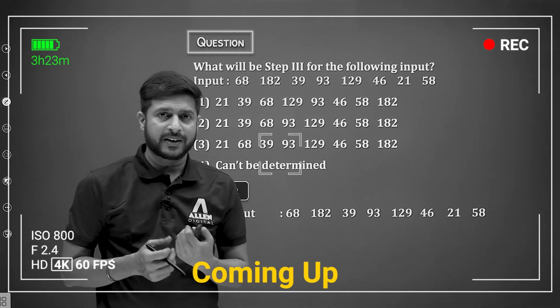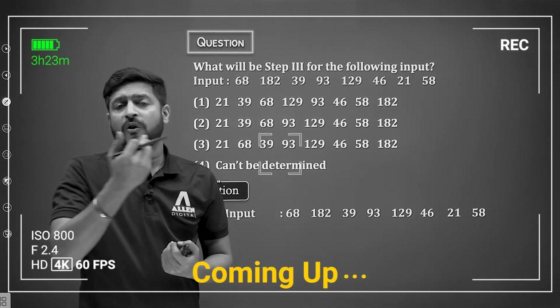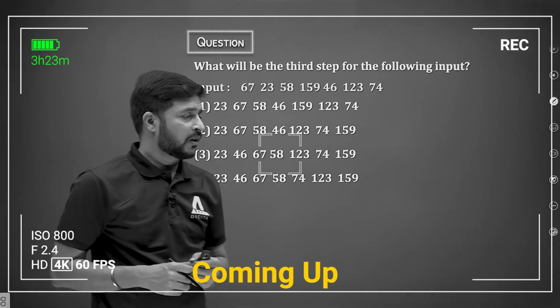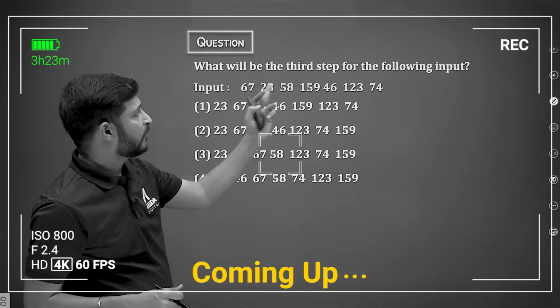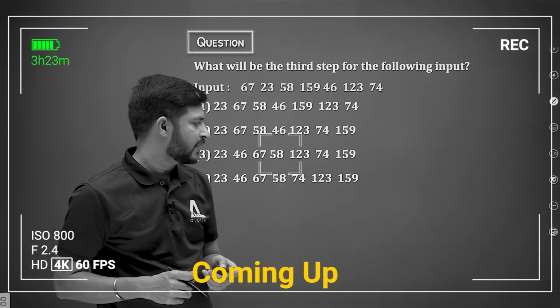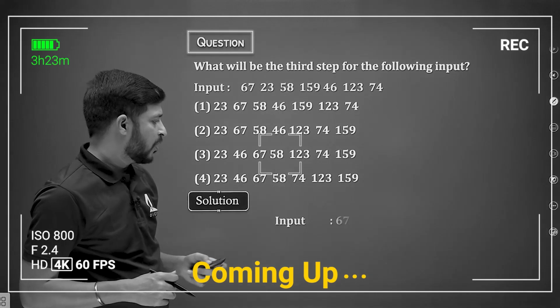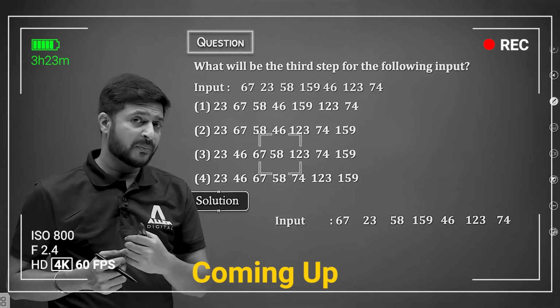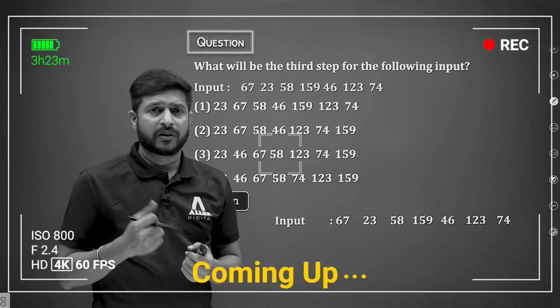So first of all, what exactly are we supposed to do? We have to follow the same rule which we have applied in the previous input, right? Talking about this particular question, it is given in the question that what will be the third step for the following input, and this is the input which is given to us. So what exactly are we supposed to do? We have to observe this particular input, and following the pattern which we have observed in the earlier input, we have to find out the answer for the given question.